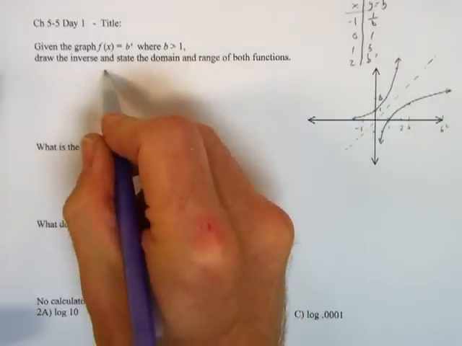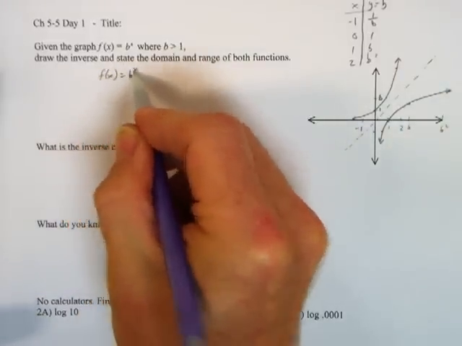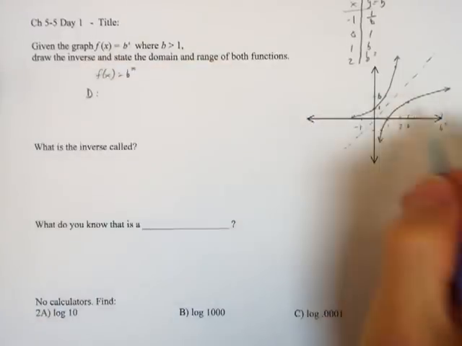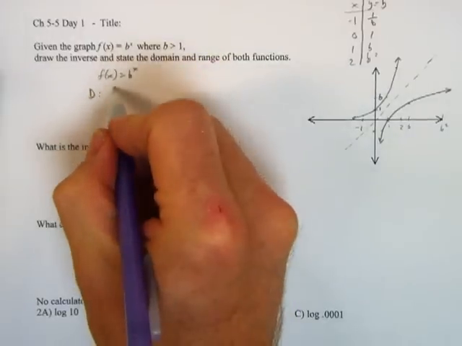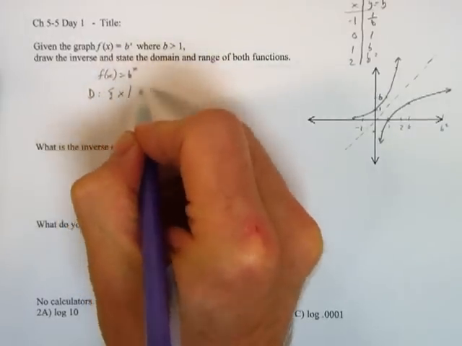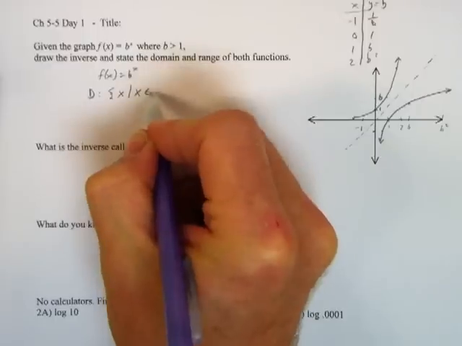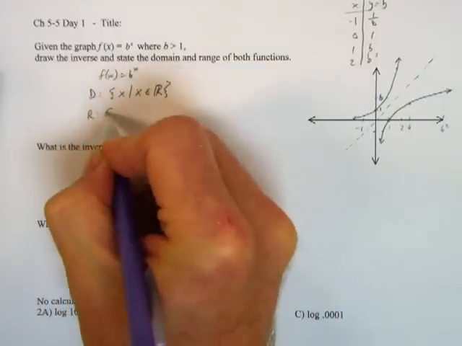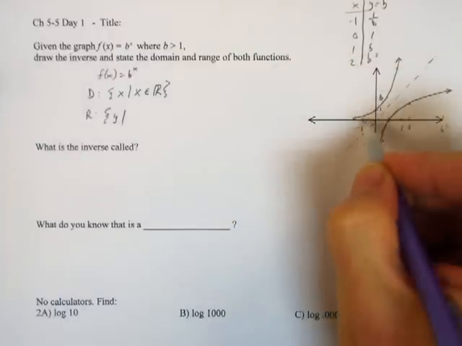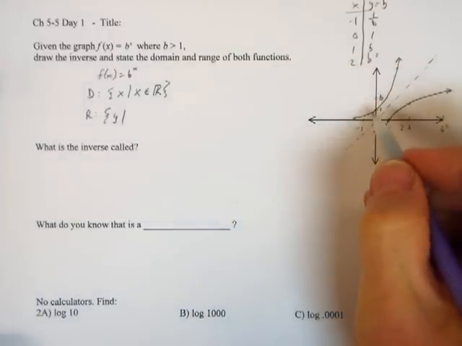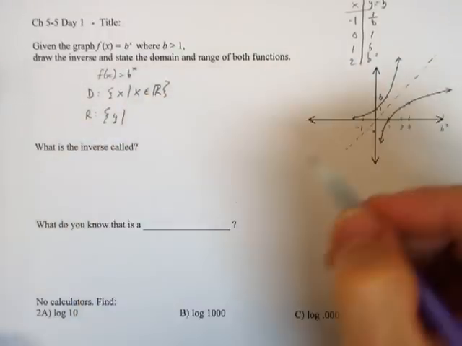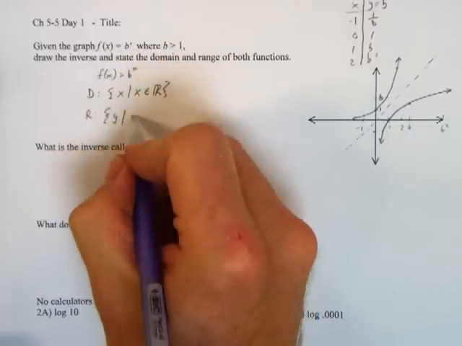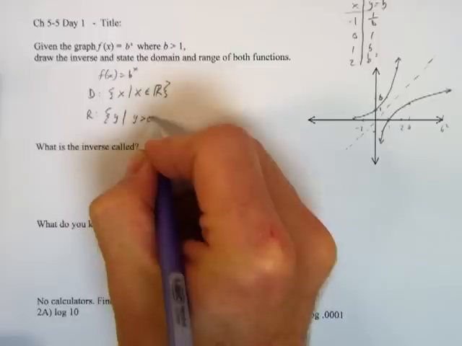So we have f of x equals b to the x. Well, we can raise b to any power, so the domain will be all real numbers. Let's remember how to write this: x is an element of the set of real numbers. What's the range? When we look at this, what kind of numbers do we get out? We're getting out only positive numbers. There's no way to raise a positive b to any power and get 0. So y is greater than 0.